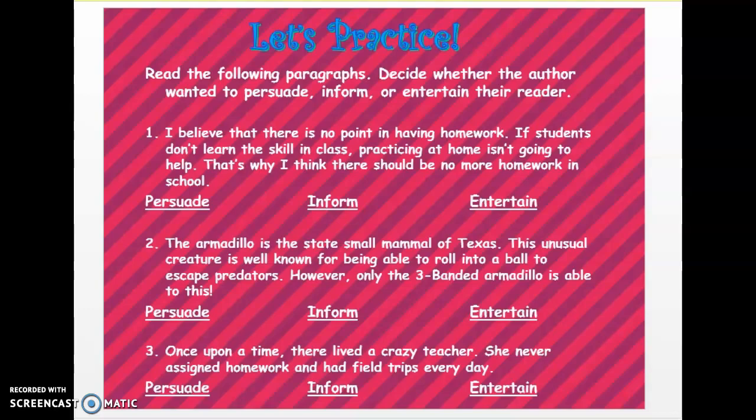Number 3, once upon a time there lived a crazy teacher. She never assigned homework and had field trips every day. This is an entertainment piece. It is just telling a story about a person, of an event that could or could not have happened.